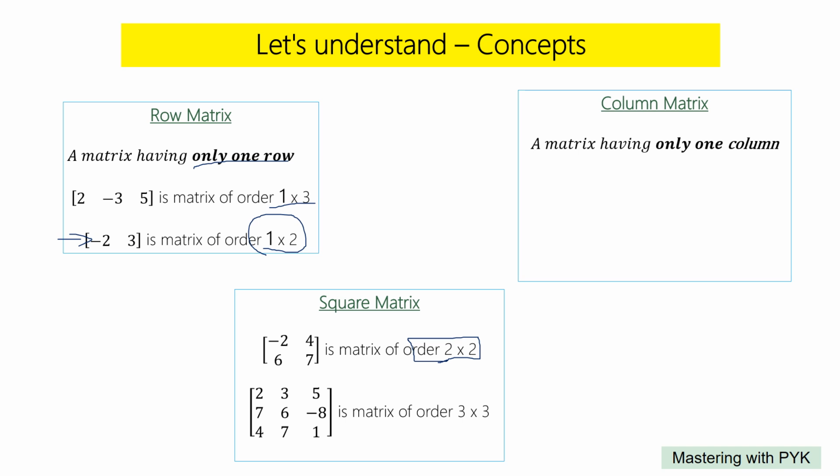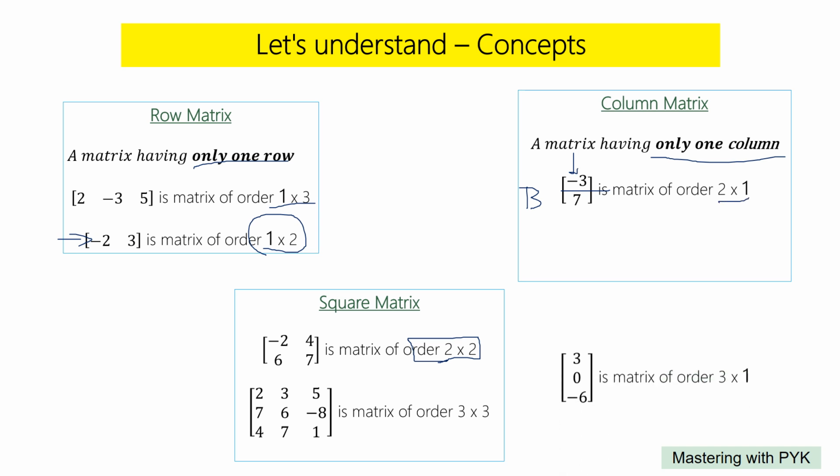Column matrix. A matrix having only one column, irrespective of the number of rows. Example, the matrix here, say denoted by a letter B, has 2 rows and 1 column. So we'll represent it as 2 cross 1. In the second example, say again a matrix B, we have 3 rows and the column is 1. So we represent it as 3 cross 1.